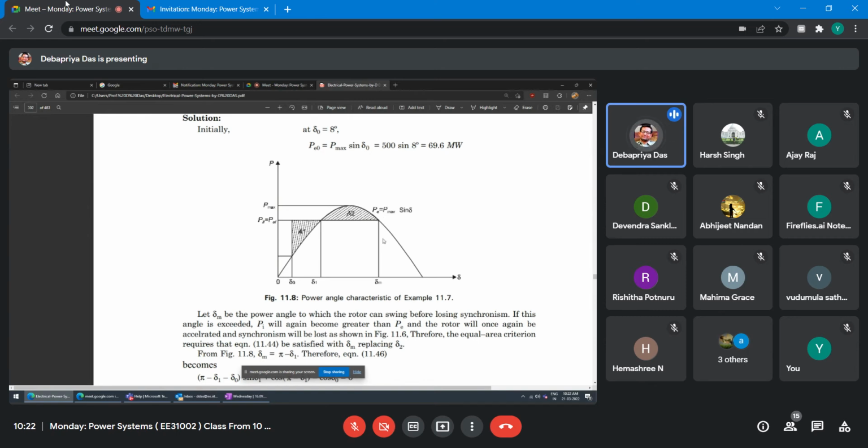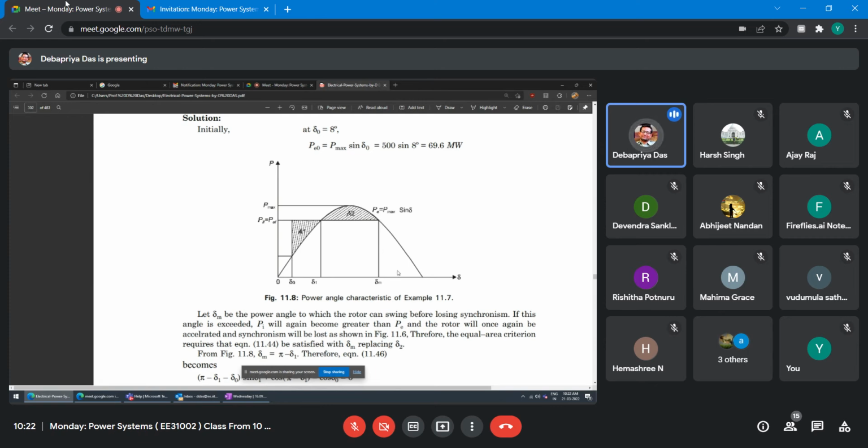If the angle goes beyond this, then what will happen? This is accelerating, this is decelerating. If the angle goes beyond this or somewhere at this point, then at that time Pi will be greater than P, right? Because at any point here, Pi will be greater than P, the machine will start accelerating and it will lose synchronism, right?